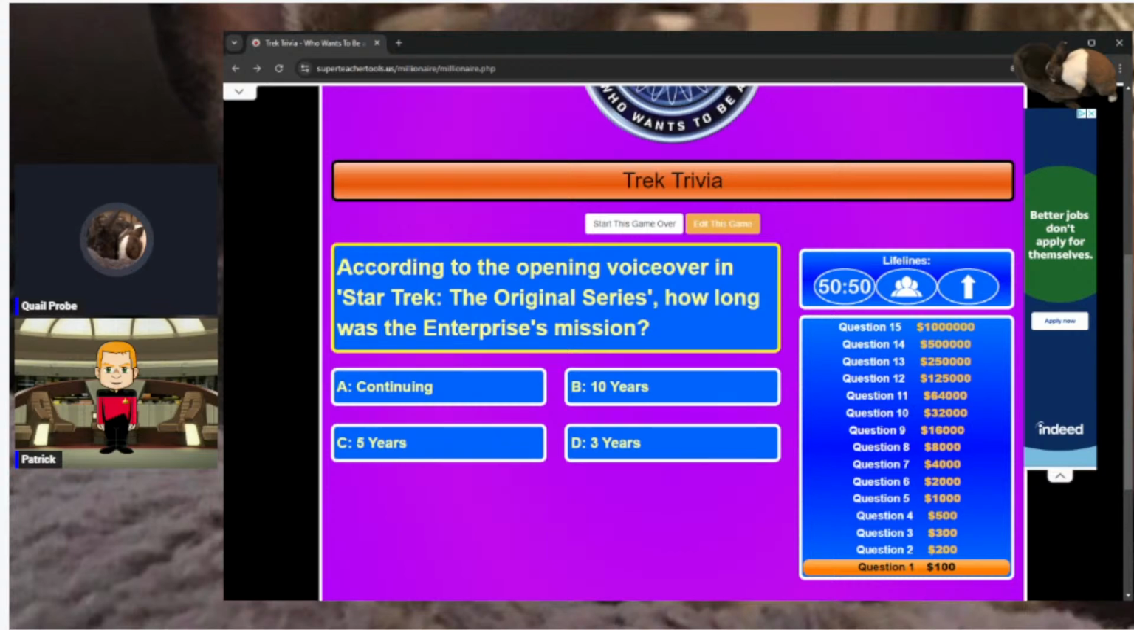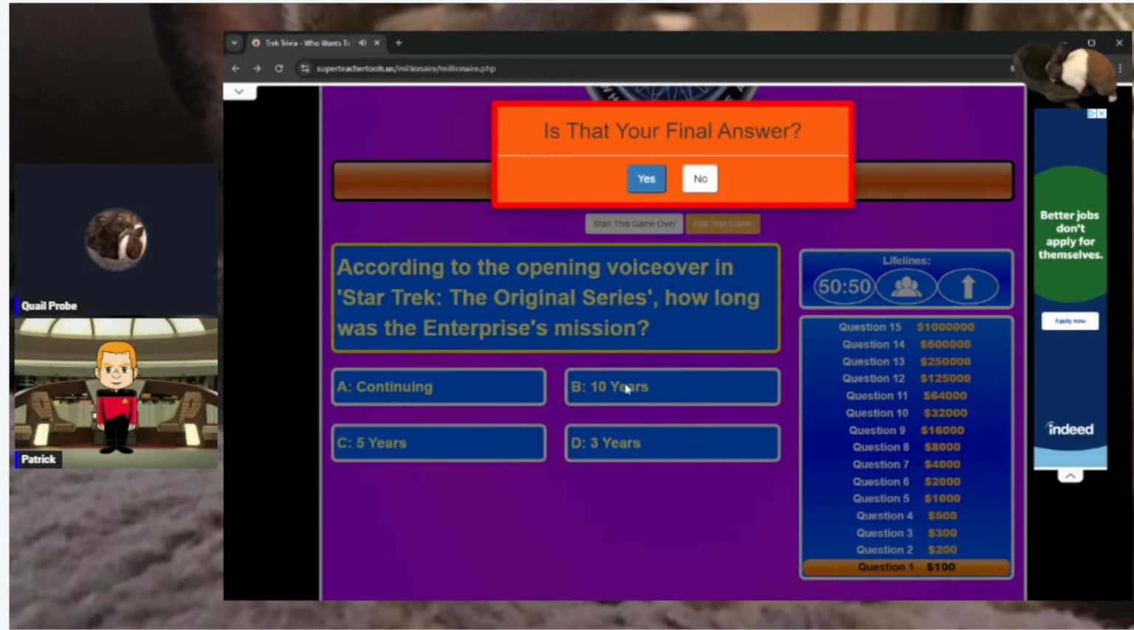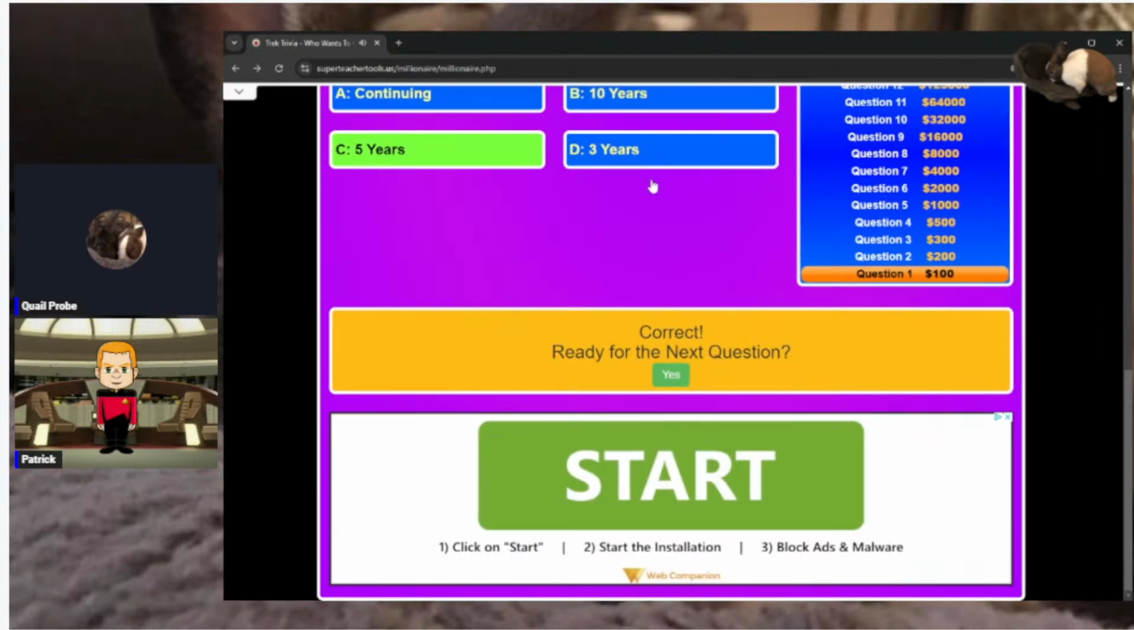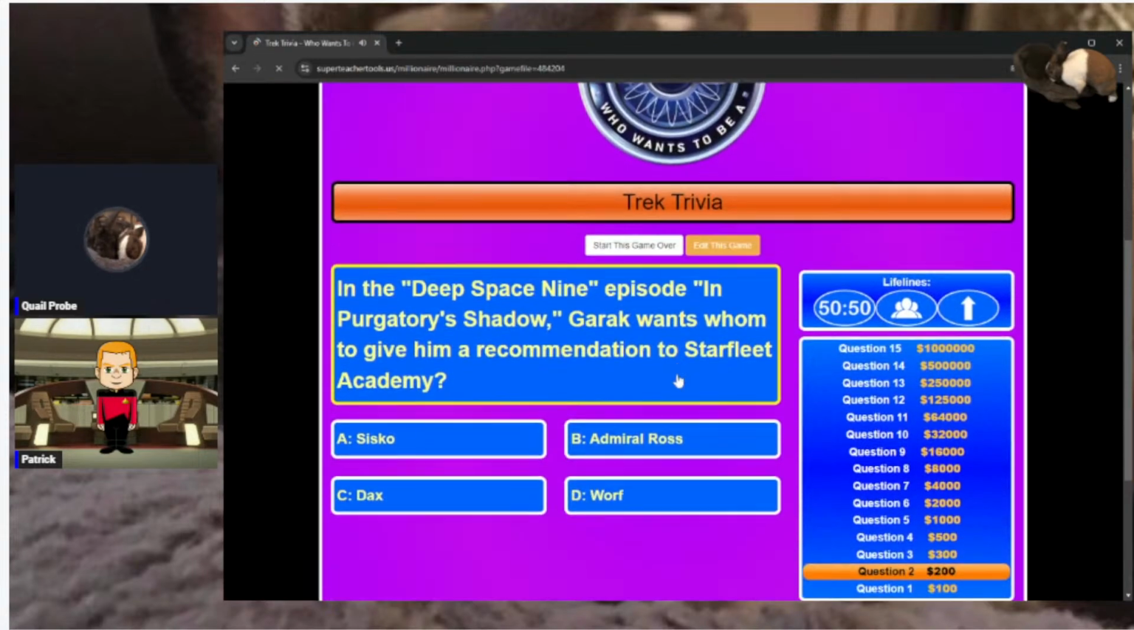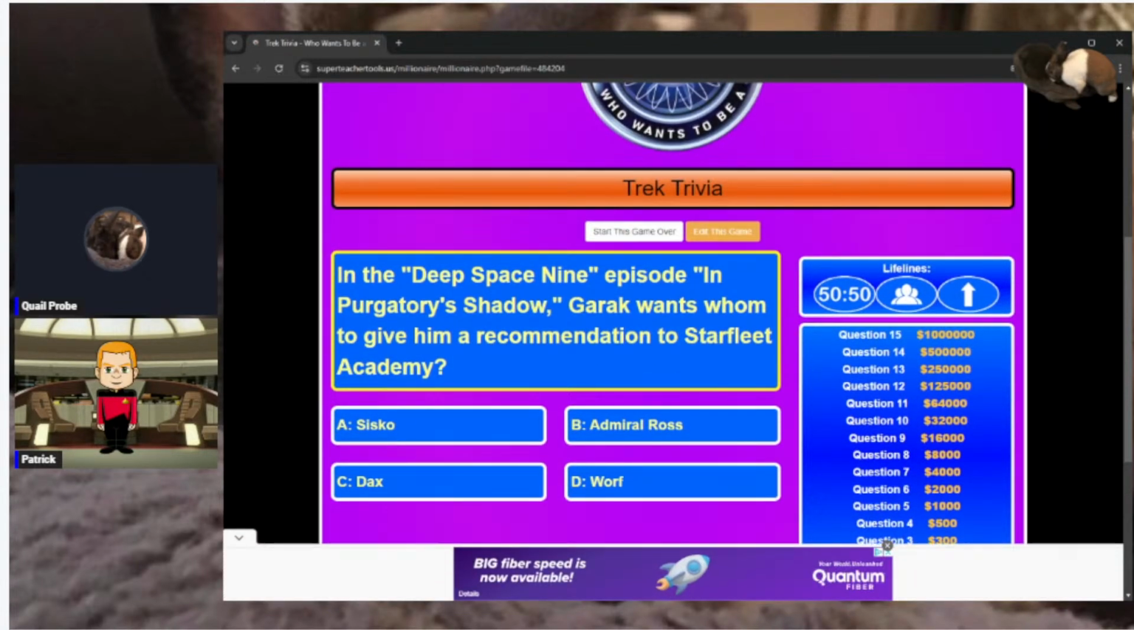According to the opening voiceover in Star Trek the original series, how long was the Enterprise's mission? A, continuing. B, 10 years. C, 5 years. D, 3 years. It's a 5-year mission, C. Is that your final answer, Patrick? I already thought I was wrong because it's red, but yes, that's my final answer. Patrick gets his first question correct for 100 points. So $100 so far from Jeff.